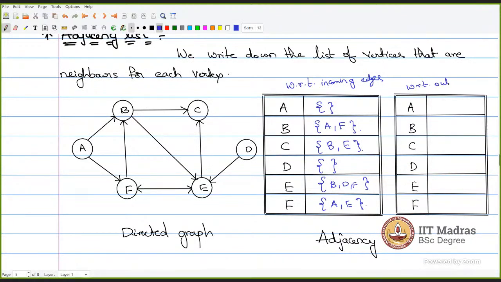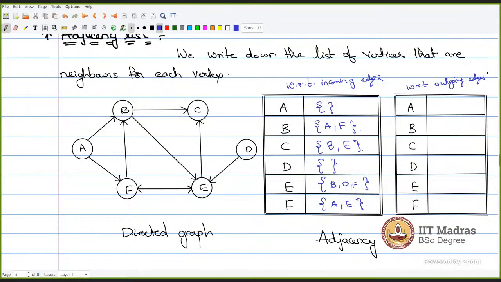Sir, any advantage of the adjacency matrix over adjacency list? Yeah, just now I said, right? The machine takes less time. If you give the adjacency list to the machine and you give the adjacency matrix to the other, the machine which you have given the adjacency list will give you a better, faster output than the adjacency matrix.